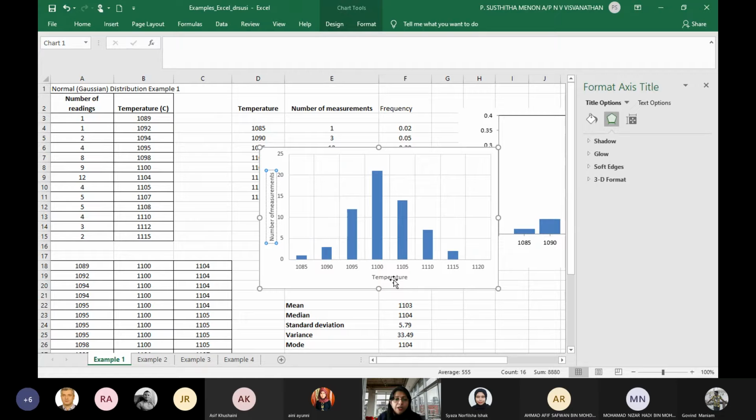Important things about figures is units. This is in Celsius. Make sure you have your X and Y axes labeled, and make sure that there are units. Preferably do not have grid lines if you're putting it into a journal or a book or anything. And make sure they are readable, make sure that the font is readable. Okay, so this one is already done.